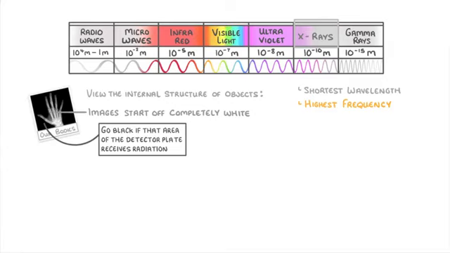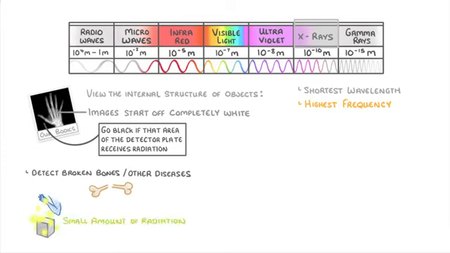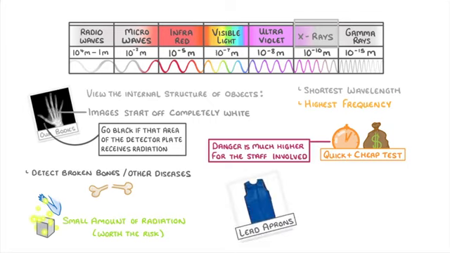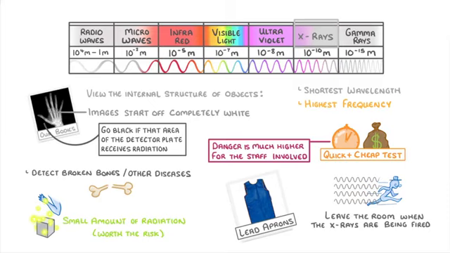We use X-rays to detect broken bones and other diseases, and although they do give the person a small amount of radiation, which can be harmful, it's generally such a low dose that it's worth taking the risk. It's also a very quick and cheap test. The danger is much higher for the staff involved though, and so they generally wear lead aprons to stop the X-rays and leave the room when the X-rays are being fired.